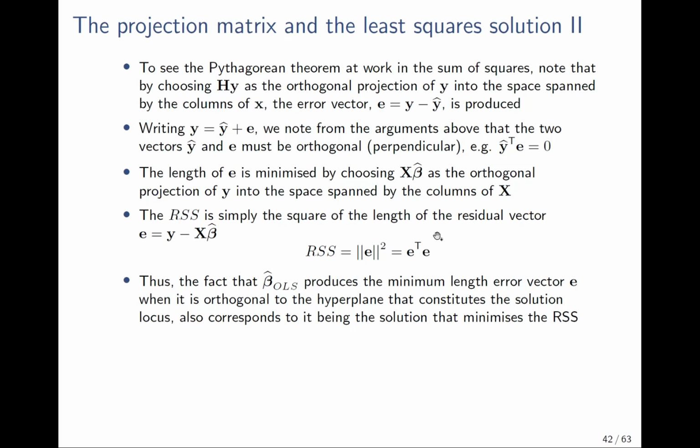So the length of e is minimized by choosing this fitted value X beta hat as the orthogonal projection of y into the space spanned by the columns of X. The residual sum of squares is simply the square of the length of the residual vector. And these two things, therefore, are equivalent. That's why there's equivalence between the geometric interpretation of least squares and the calculus interpretation. Calculus minimizes this thing. Geometrically, this is also minimized because it's orthogonal, and by Pythagoras' theorem, it must be minimum distance. So the fact that beta OLS produces the minimum length vector e when it's orthogonal to the hyperplane that constitutes the solution locus also corresponds to it being the solution that minimizes the residual sum of squares.